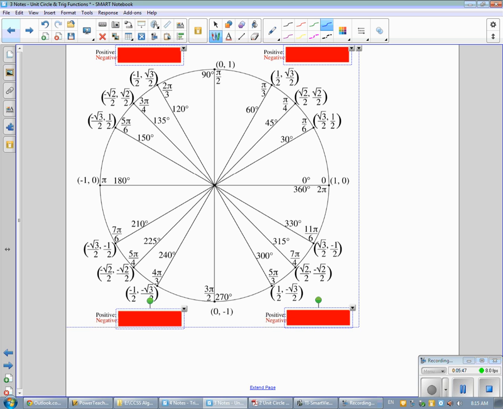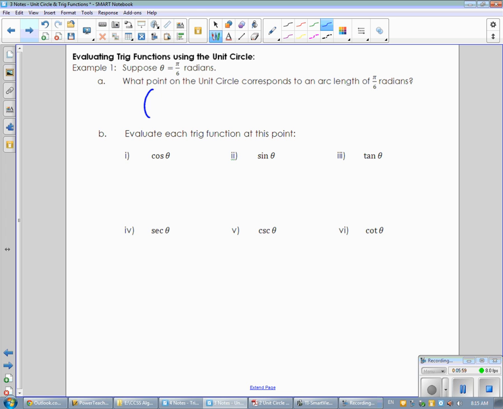So pi over 6 is this arc length right here, is this angle. This would be what theta represents. And so what I want to do is just identify the x and the y values of that coordinate. So I'm just going to write them here, the square root of 3 over 2 and 1/2. And remember, this is just an x value and this is just a y value. So if I want to evaluate the cosine of theta, this is the same thing as me asking, well, what is the cosine of pi over 6?